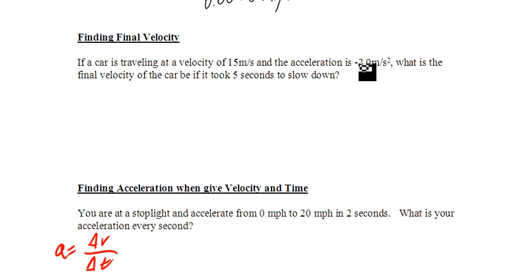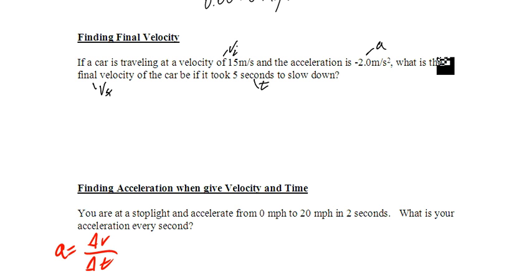Next one, finding a final velocity. So if a car's traveling at a velocity of 15 meters per second, so there's one velocity, and so I'll just mark that. Not sure if it's final or initial. Acceleration is, there's my acceleration, negative 2.0. So I have my negative acceleration, so I'm slowing down. What is the final velocity? So there's my final velocity. That's what I'm trying to find, v of f of the car if it took 5 seconds. So there's my time. So I know that that one's going to be v of i.